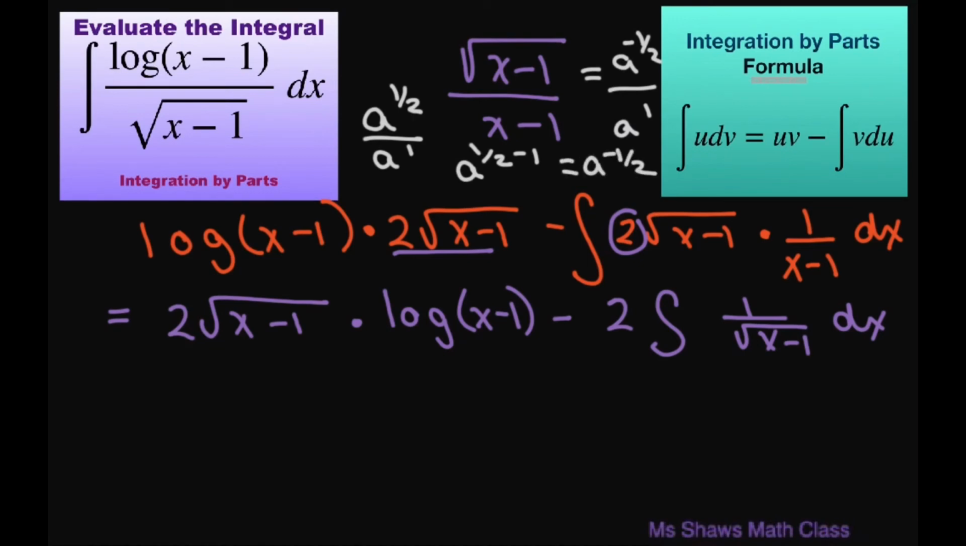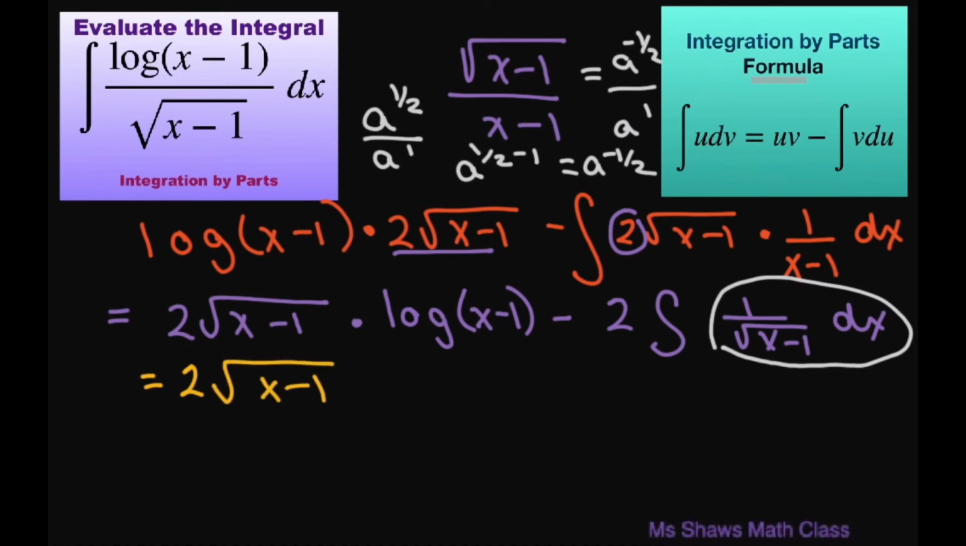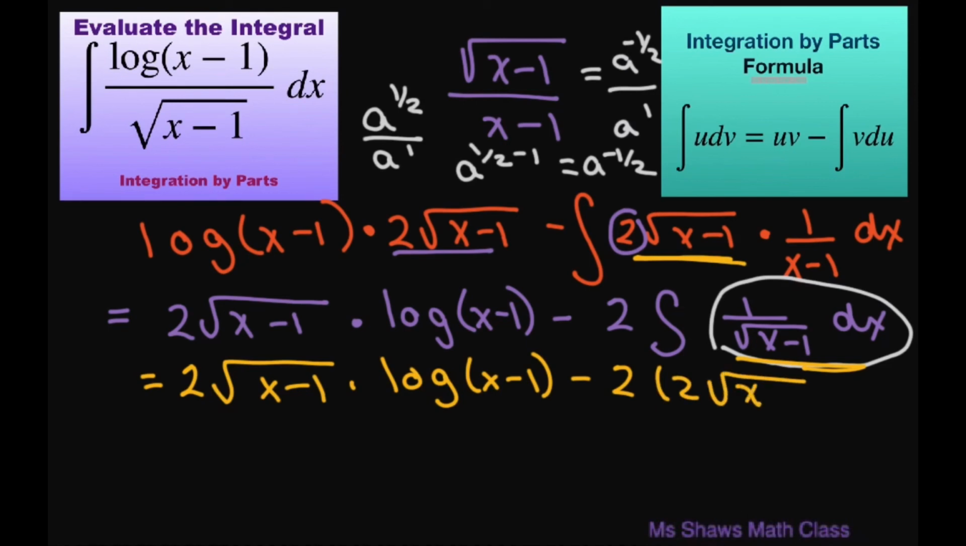Okay, so now that you have that, we can use substitution, because we already know what this equals. We already did that integration. So basically we're going to get 2 times the square root of x minus 1 times log of x minus 1 minus 2, and we already integrated that. That was this, remember? So that's going to be times 2 square root of x minus 1 plus your c.